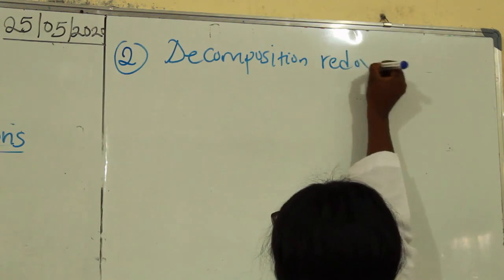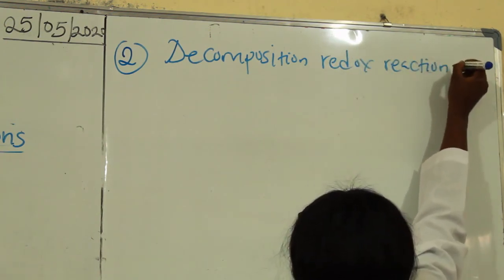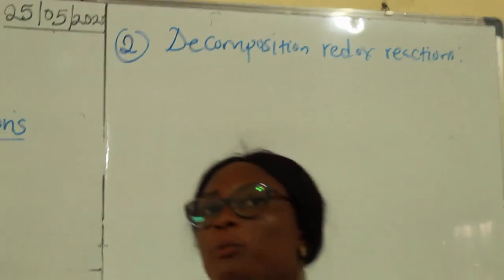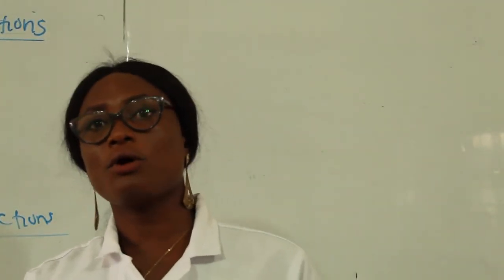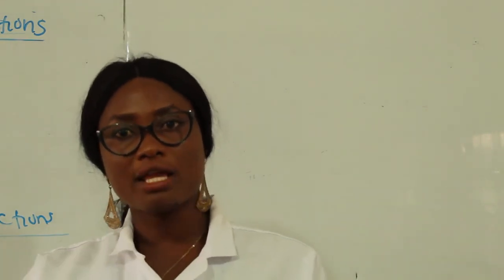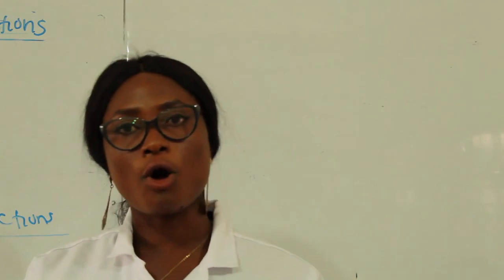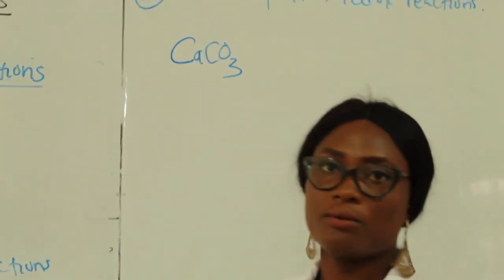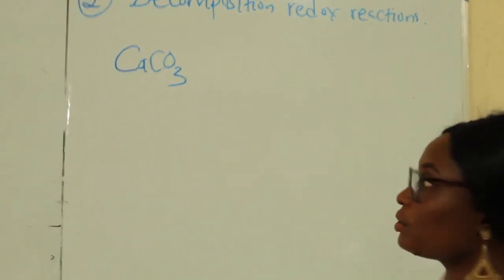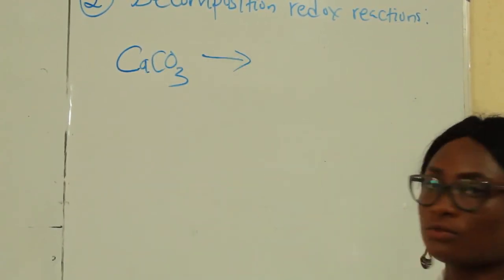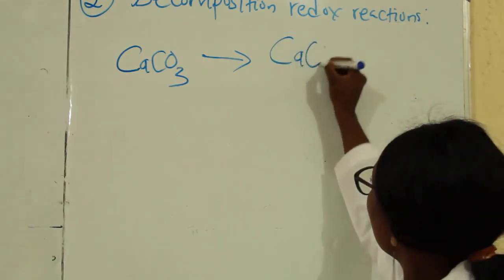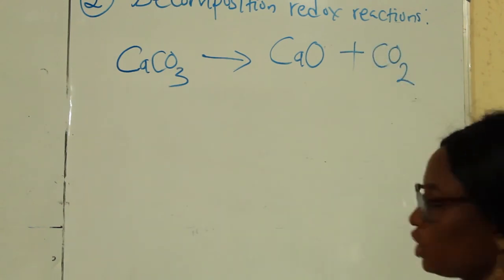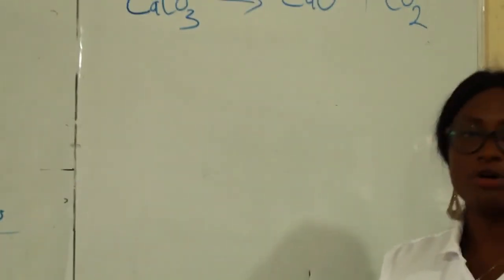Okay. Decomposition redox reaction. What happens there? This reaction involves the breaking of a compound to form two or more compounds or elements. So you have a single compound breaking into two different elements or compounds. An example is calcium carbonate, which is also limestone. Calcium carbonate breaks into calcium oxide plus what will be left is CO2. So this is the decomposition redox reaction.